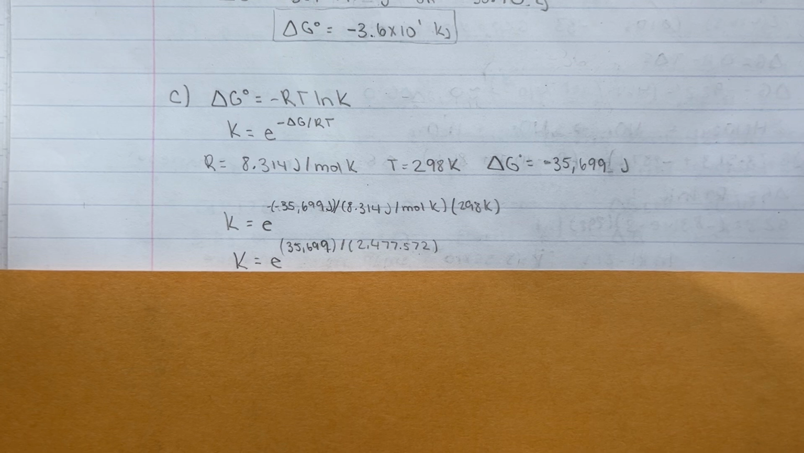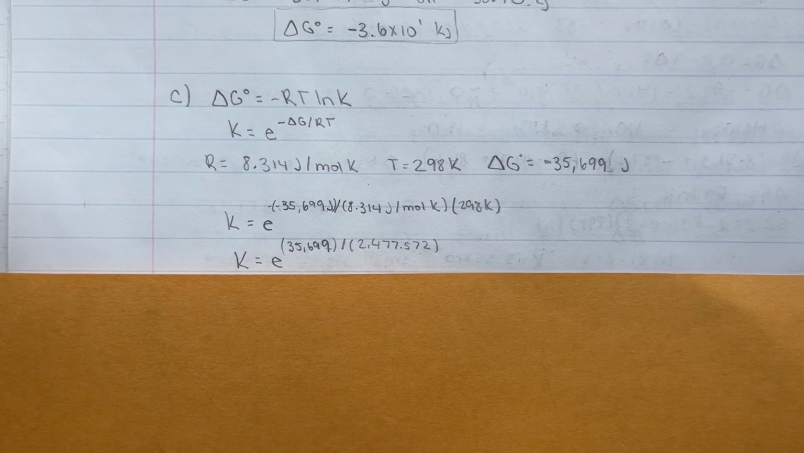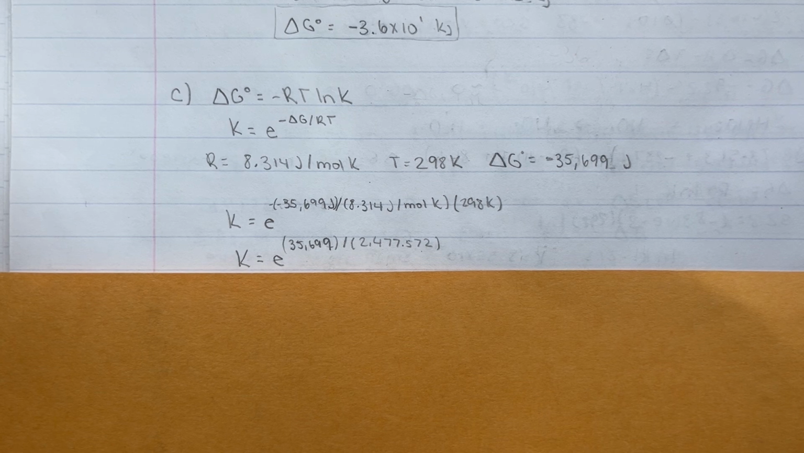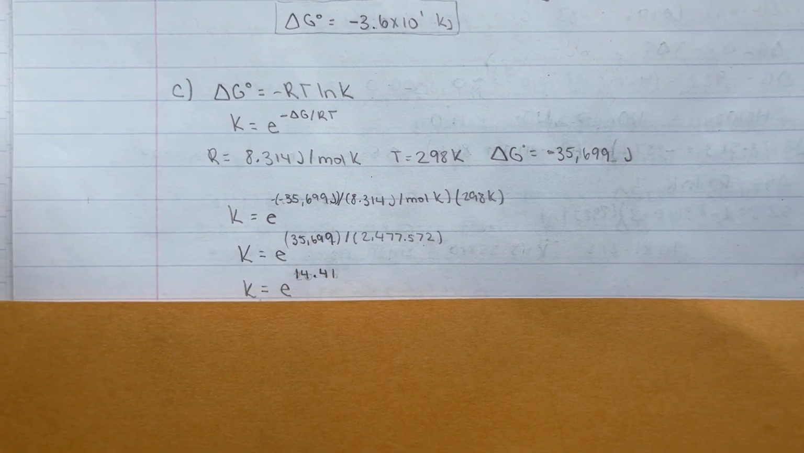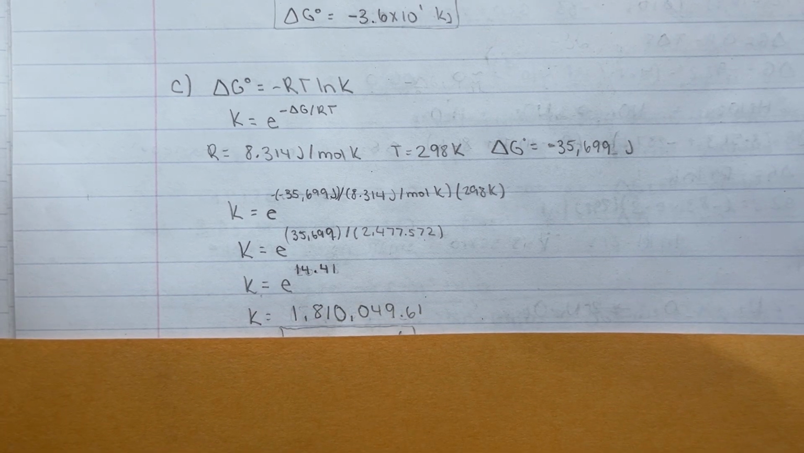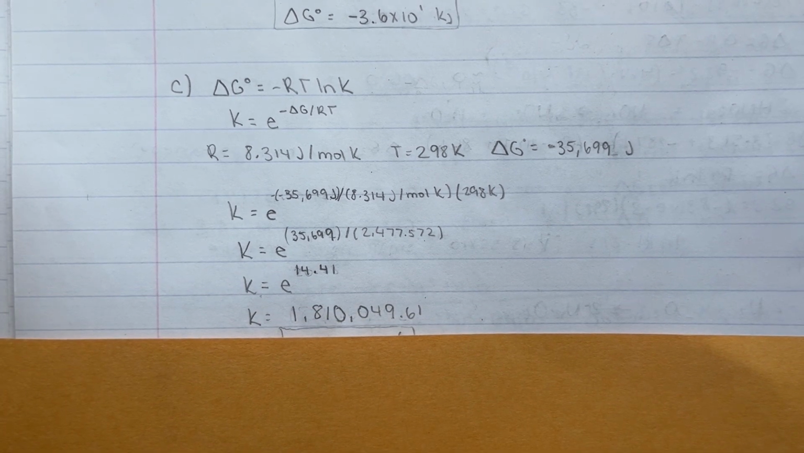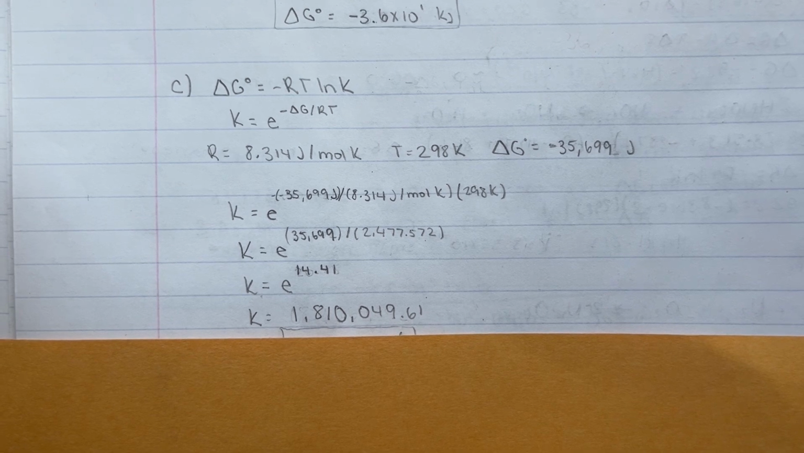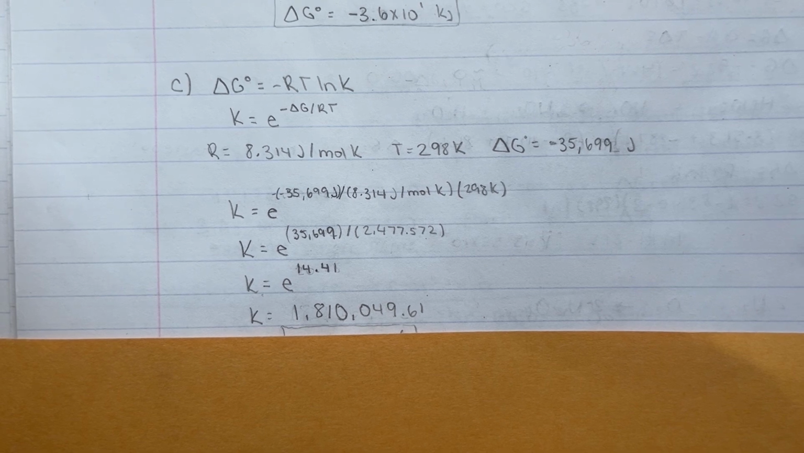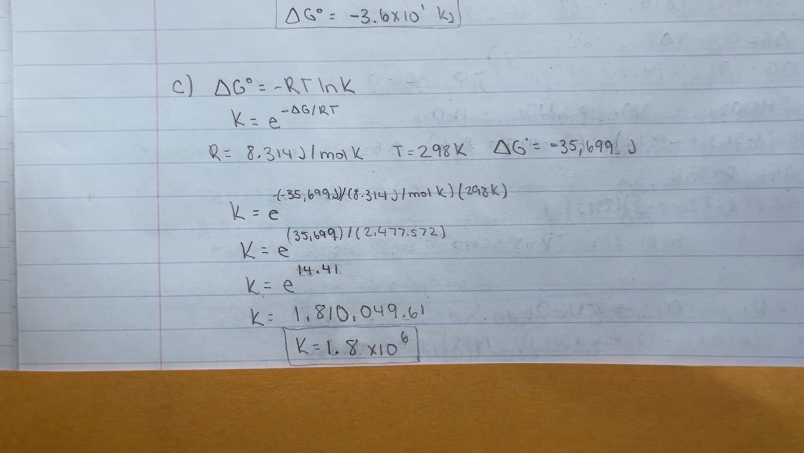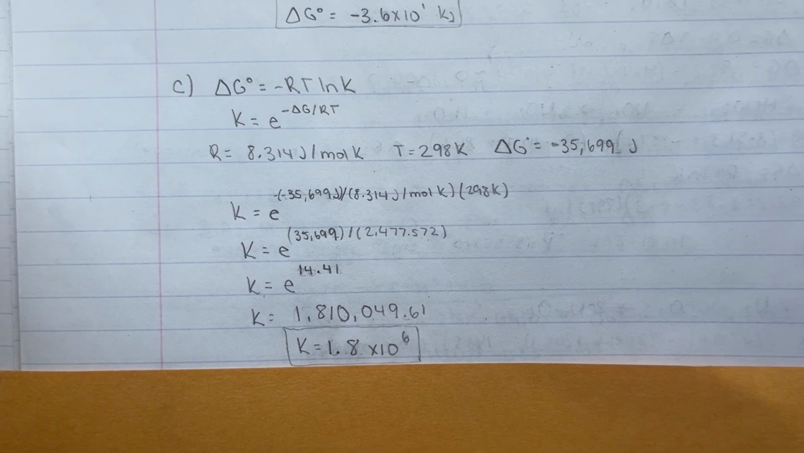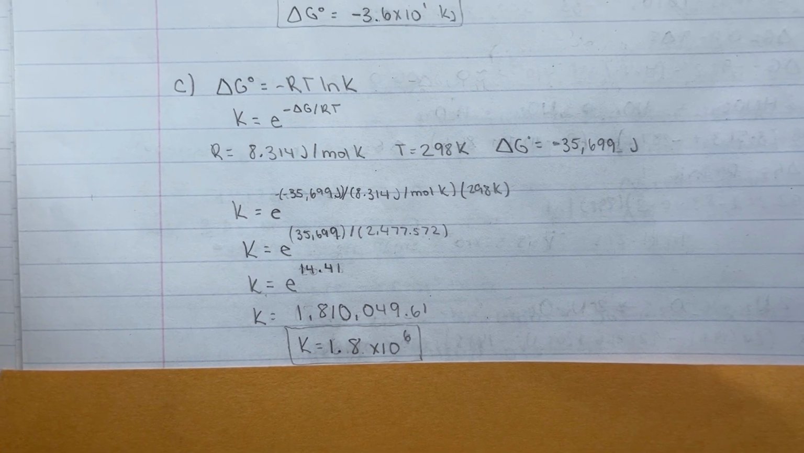K is a unitless constant, so we don't really have to worry about our units. However, K and joules will both cancel out. By carrying out the math, we get that K equals E to the 14.41, and our final answer is K equals 1,810,049.61. We want this in two significant figures and also in scientific notation, so our final answer is going to be K equals 1.8 times 10 to the 6th. Again, K is a unitless constant, so we are fine leaving this with no unit.